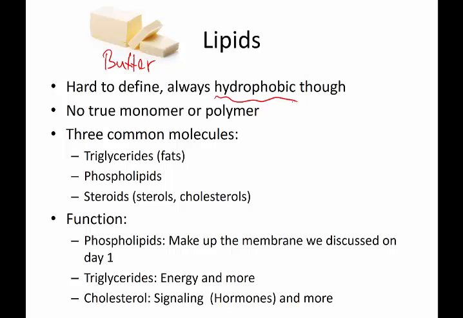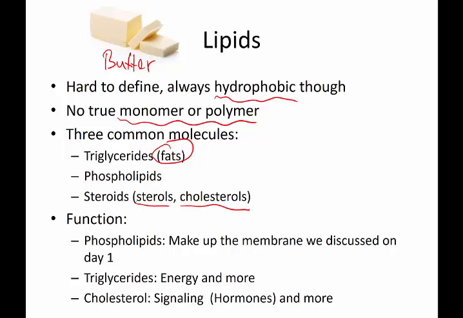Again, lipids are very hard to define, partly because they lack any true monomer or polymer. So there's no common characteristic or structure I can show you to help you identify lipids. However, you can sort of break down lipids into three major groups. So there are triglycerides, also known as fats. So that's the common word we use. There are phospholipids, and then there are steroids, which you're probably also familiar with. So these are things like sterols and cholesterols. Those are also names you can use to reference steroids.